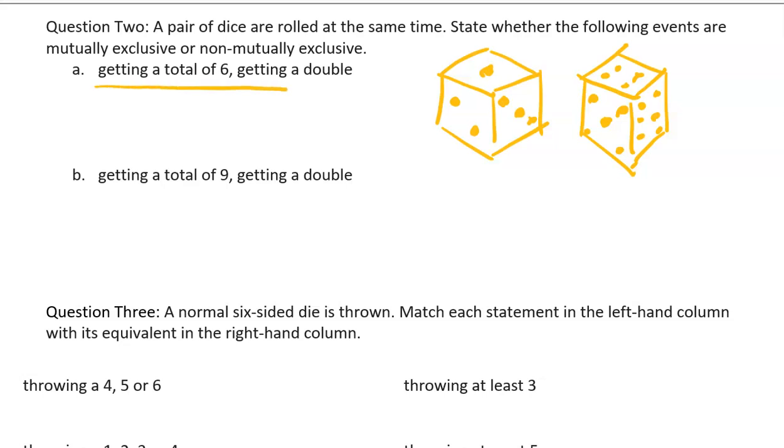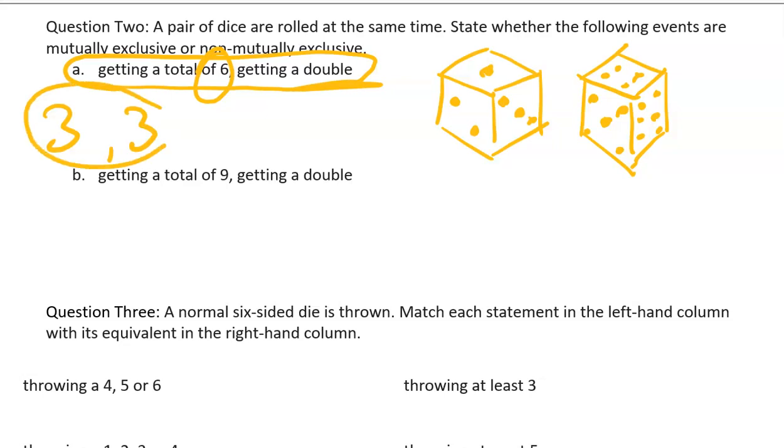Getting a total of 6 and getting a double. So the question is, is it possible to get a 6 and a double at the same time? So does the number 6 fall into the category of being a double? Well, I could roll a double 3. I could roll a 3 on one die and a 3 on the other. That would give me a double, so I've ticked the double category, and it would also give me the number 6 because I'm adding together 3 and 3, and that makes 6. So is it possible to get both? It is possible to get both, which means that we are non-mutually exclusive.